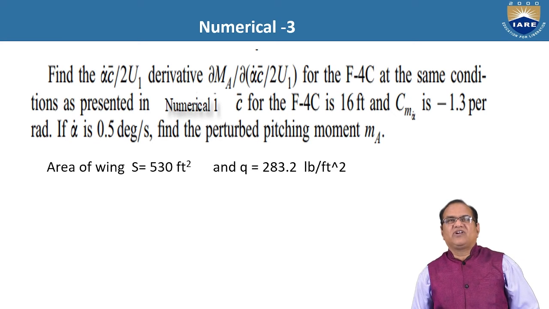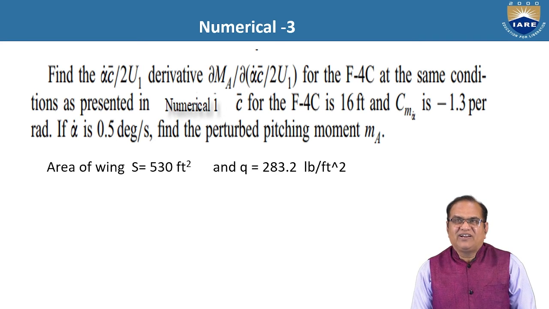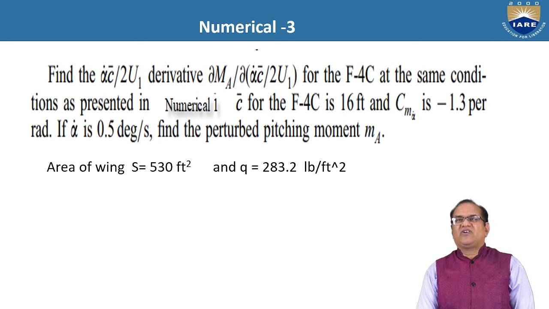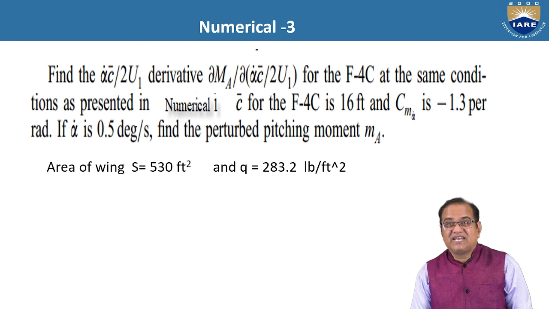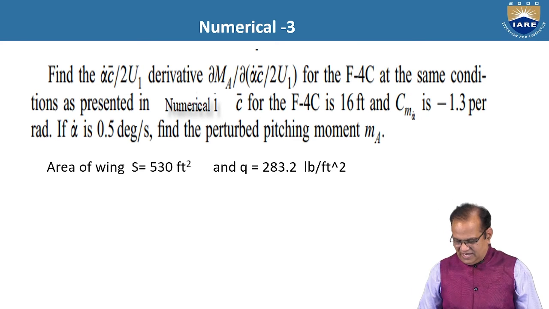So now I will go for numerical number 3. Find the alpha dot C bar by 2U1 derivatives, dMa by d alpha dot C bar by 2U1, for the F-4C at the same condition as numerical 1. C bar for this is 16 feet and Cm alpha is minus 1.3 per radian. If alpha dot is 0.5 degree per second, find the perturbed pitching moment Ma. We have to find out Ma now, and all the conditions are given.